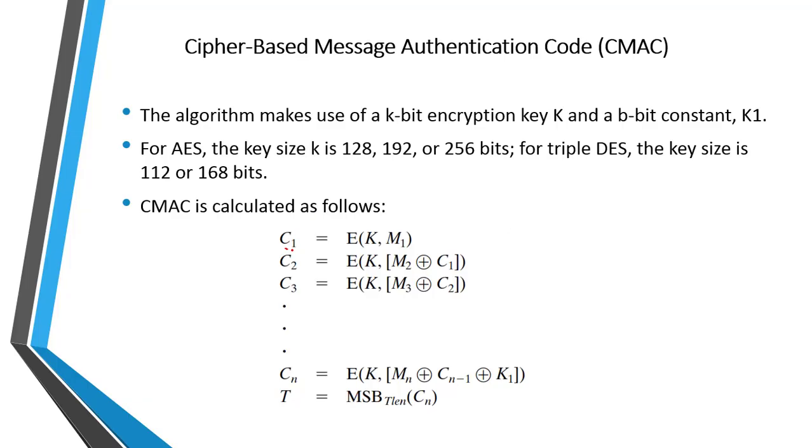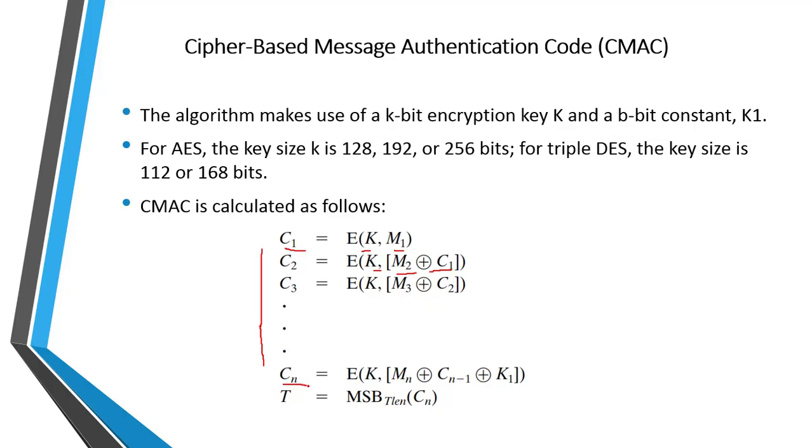First, the output of the first block is C1, which we are getting by encryption of the first block M1 and the key K, and then C2 equals the encryption applied between the K and the exclusive OR operation between M2 and C1. In this way all the blocks are calculated, and at last we are getting the output of the CMAC algorithm.